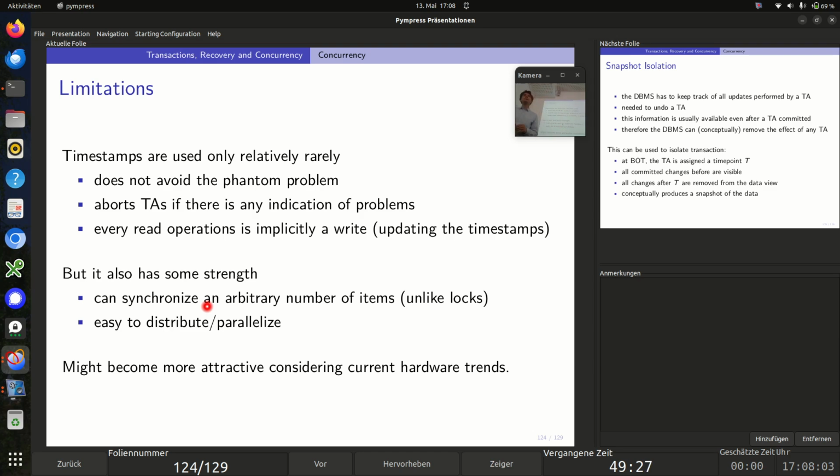Okay, so limitations of timestamps: it doesn't avoid the phantom problem, and it might lead to false positives. So we would abort a transaction although there's no deadlock, and every read operation is implicitly a write, as we handle them in the same way. As soon as we read a tuple, we update the timestamp. But it's easy to distribute and parallelize, and can be extended to an arbitrary number of items.